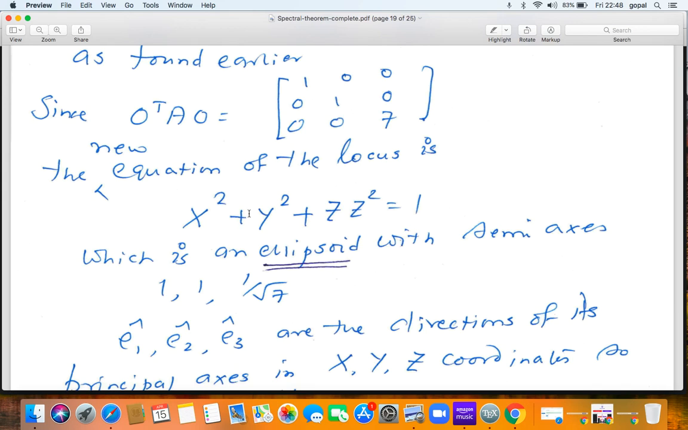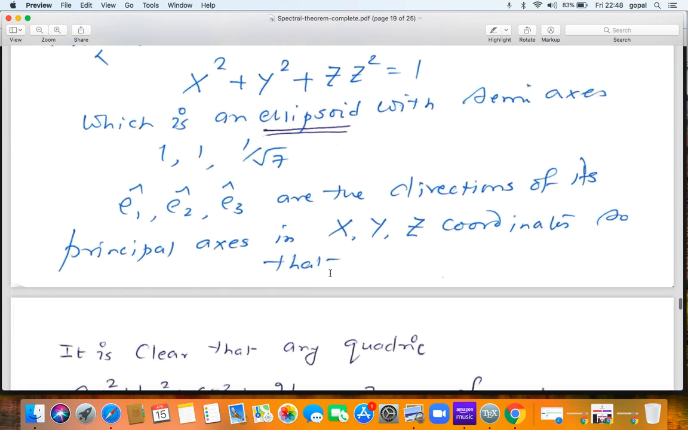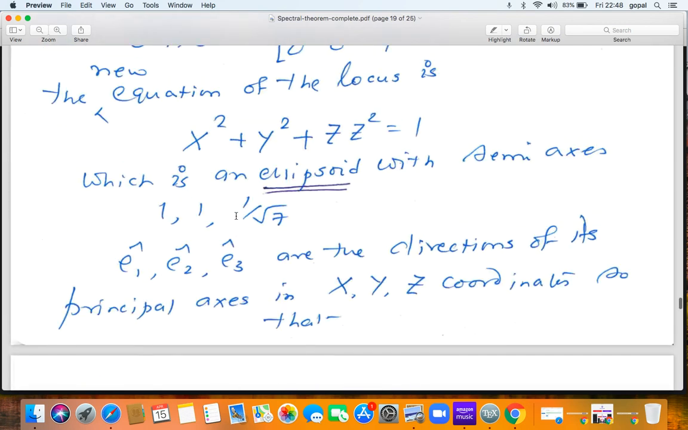What are the axes of this new ellipsoid in the new system of coordinates? E1 cap, E2 cap, E3 cap are the directions of the principal axis in the capital X, capital Y, capital Z coordinates. So what are the directions of the principal axis in the original coordinates? Remember, little x, little y, little z is O times capital X, capital Y, capital Z. So when I choose capital X, capital Y, capital Z to be E1 cap, E2 cap, or E3 cap, I get the corresponding columns of O. So the directions of the principal axis in the original coordinate system are the 3 eigenvectors W1, W2, W3.